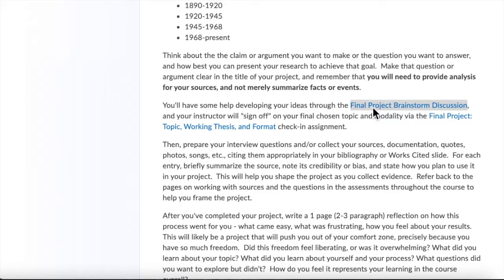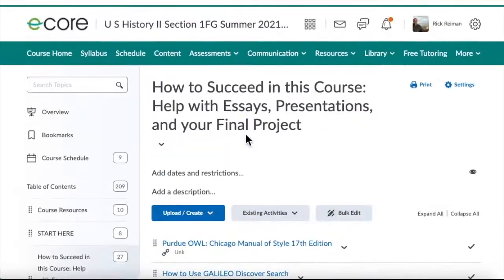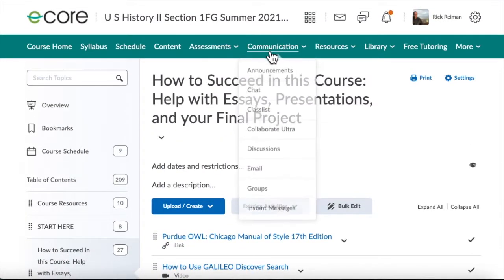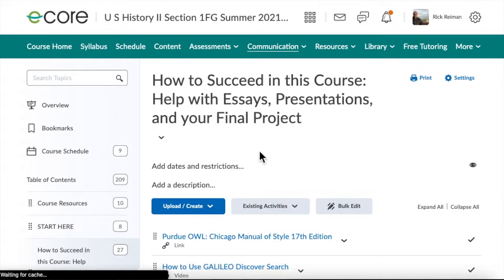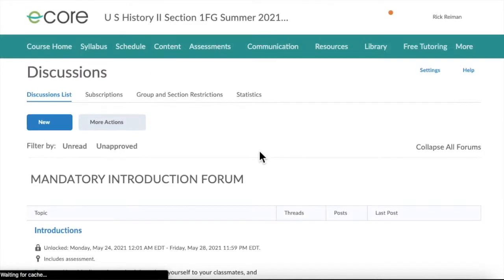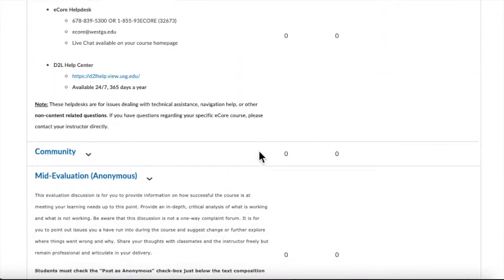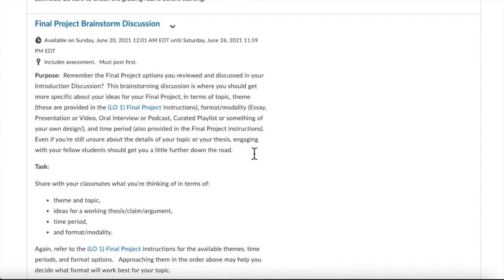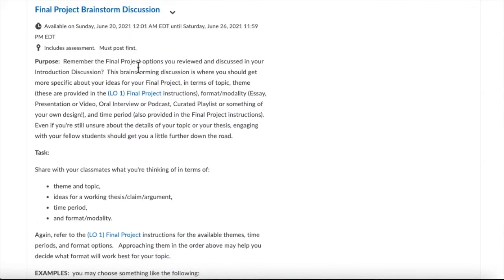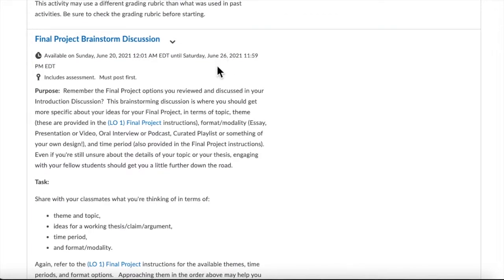This is a discussion, and this final project topic, working thesis, and format is an assignment. So that tells you that if you go up to Communications and then go down to Discussions, you can find the discussion for the brainstorm activity, and it's in this list, and it's right here, and it tells you what you need to do and by when you need to do it, June 26, 2021.